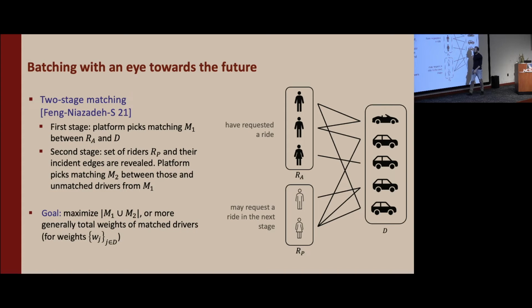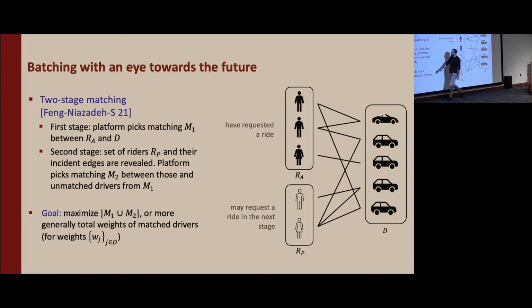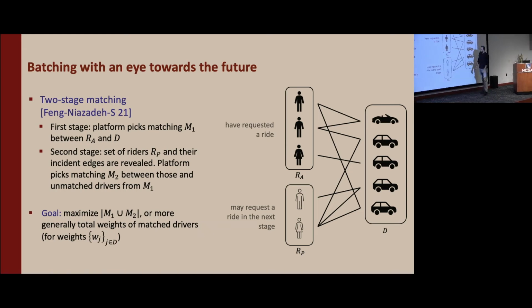Then in the second stage, you get a second set of riders, and you have committed to the first matching. So you find a matching between the second set of riders and unmatched drivers. And let's say your goal is to maximize the cardinality of the union, or you look at the vertex-weighted version. You want to maximize the total weight of the matched drivers. So this formulation tries to capture the dependencies between the 2 batches.